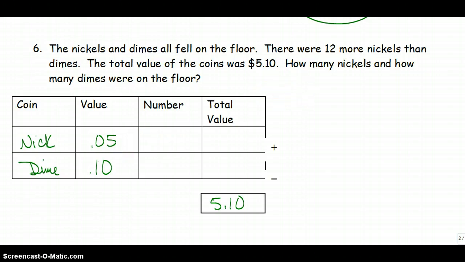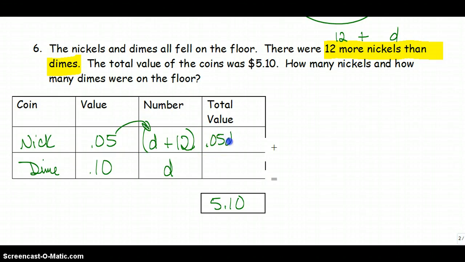So this time the number is going to be a little bit different because it says there were 12 more nickels than there were dimes. So that means whatever number of dimes I have, that number plus 12, 12 plus the number of dimes, is how many nickels I have. Once again, I'm going to distribute just like I've been doing. So I have 0.05D plus 0.60. I get 0.10D.